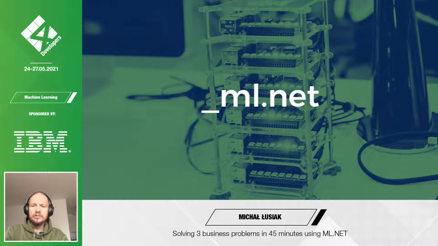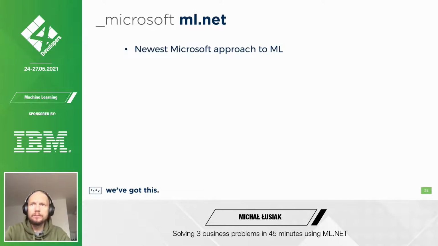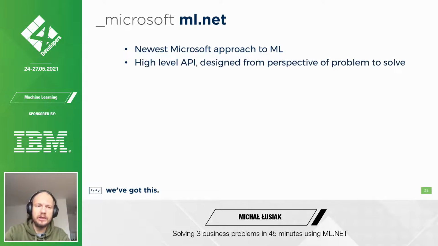So after that intro, let's look at ML.NET. ML.NET is still a relatively new product from Microsoft. They introduced it in around 2019. It's a very high-level API. It's designed not from the perspective of what algorithms you want to use, but from what problems you want to solve. So for example, you want to do regression. That's where you start, and then you dig deeper into the problem.